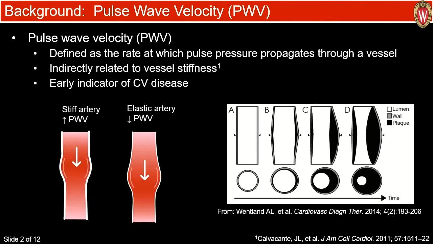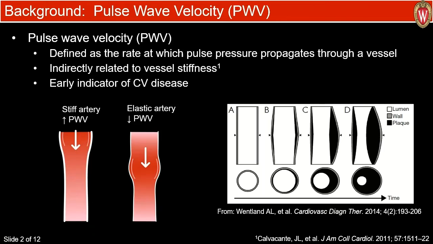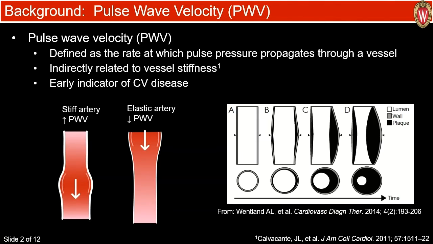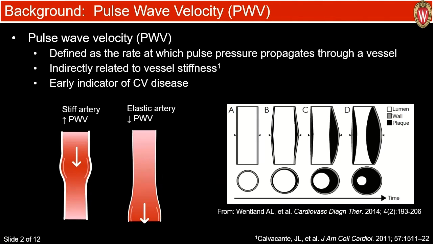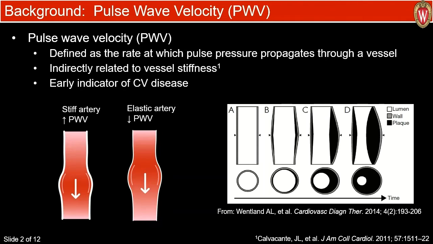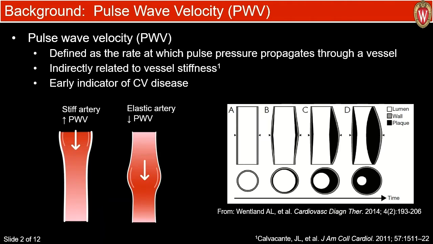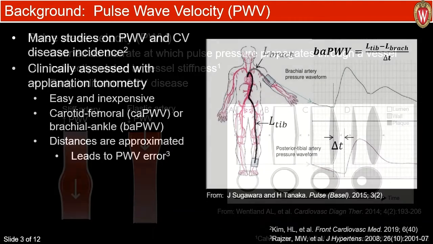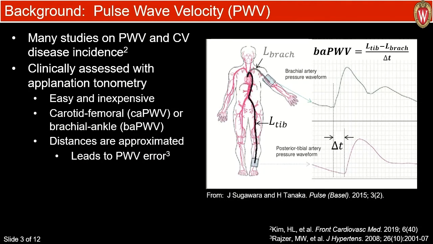And this is an important clinical biomarker because arterial stiffening is one of the earliest detectable manifestations of vascular remodeling that is caused by cardiovascular disease. And this can occur well before luminal narrowing might be seen on angiography. There have been a number of studies showing associations between increased pulse wave velocity and increased incidence of cardiovascular-related diseases.